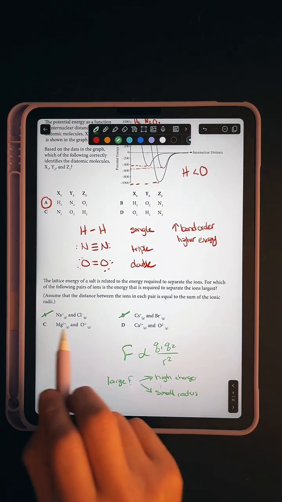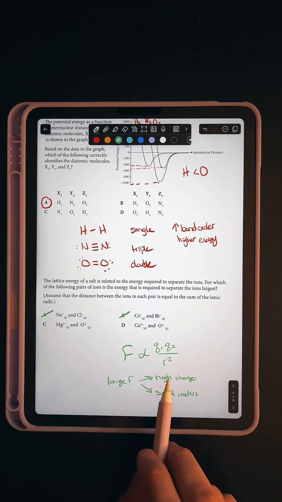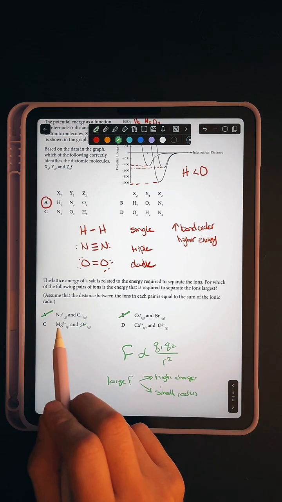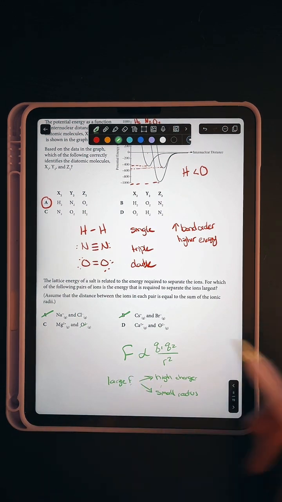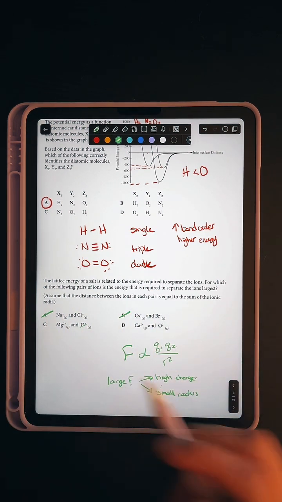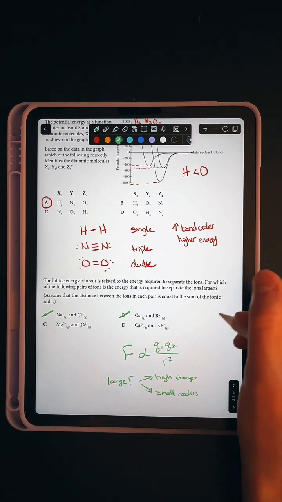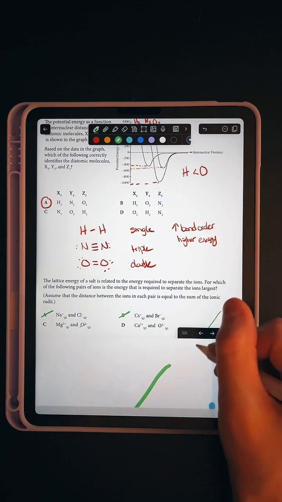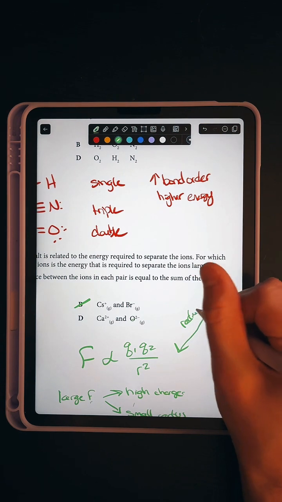The next thing we want to look at is, so we looked at charge. Now we want to look at radius. Now, oxygen is the same. So we want to compare the ion of magnesium and the ion of calcium. So if we were to look at the atomic radius, and it says here that the distance between the ions is equal to the sum of their ionic radii. So what we want to look at is the size of the atomic radii. Now, the trend on the periodic table is that as we go from the top right to the bottom left, our radius increases.